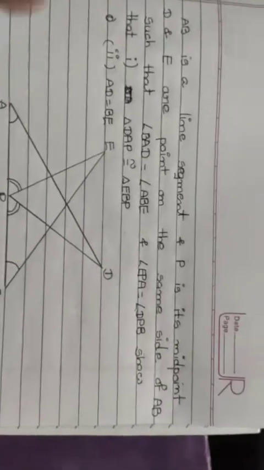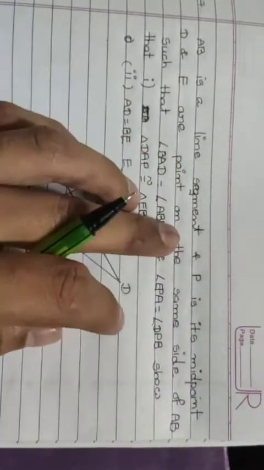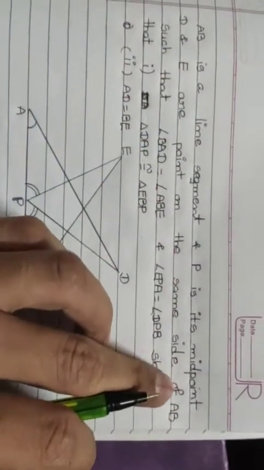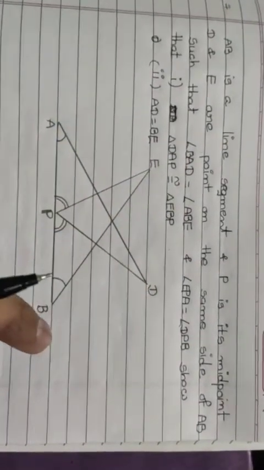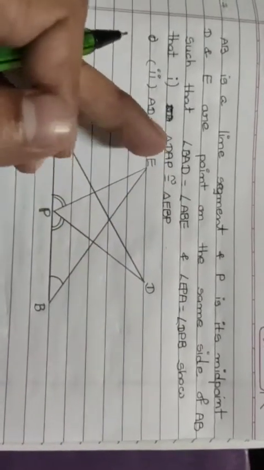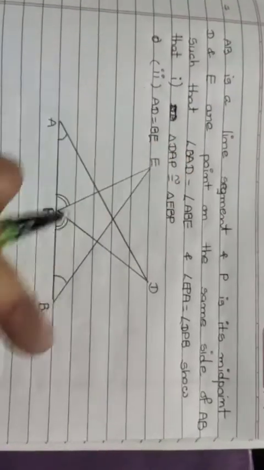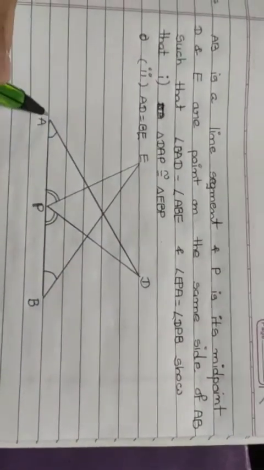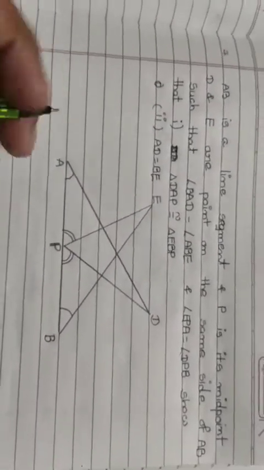Now AB is a line segment and P is the midpoint, and D and E are points on the same side of AB such that angle BAD is equal to angle ABE. That means BAD angle is equal to ABE angle, that means EBA, right? And angle EPA is equal to DPB, right?